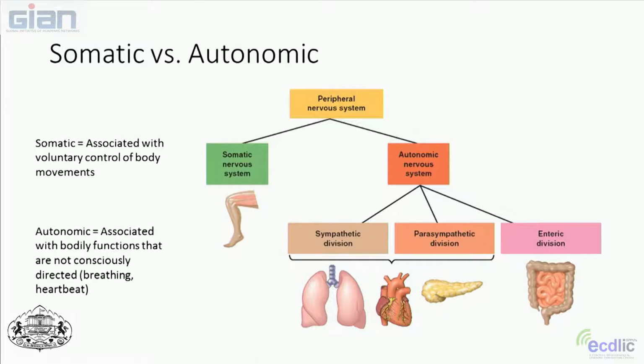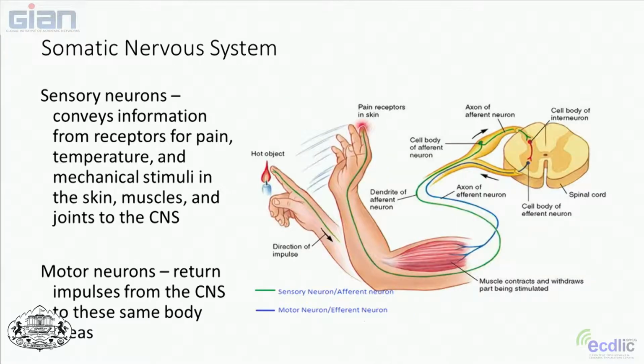The autonomic nervous system can then be further broken down into the sympathetic division and the parasympathetic division. Those are the two main ones, and here they put the enteric division as the gut. But we're going to talk more about the sympathetic and the parasympathetic. So back to the somatic nervous system. This is the one that has our voluntary control of the motor system. So again, there are the sensory neurons that go in, and the motor neurons that go out.